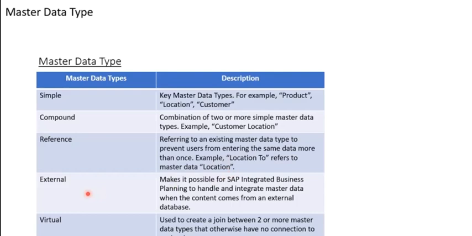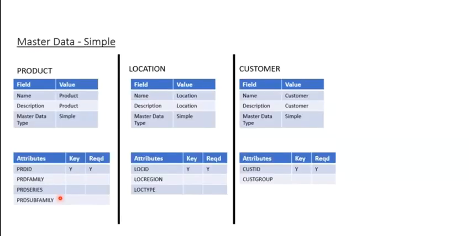Also, if we are integrating with some non-SAP system where different master data are there, that is not defined in IBP, right? So that we can define in external. I'll show you some examples of how external and virtual can be there. Through examples, we can understand it better.